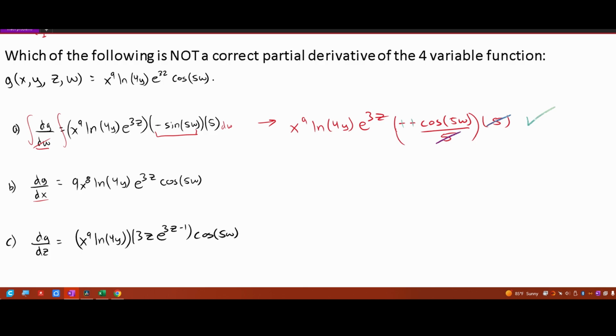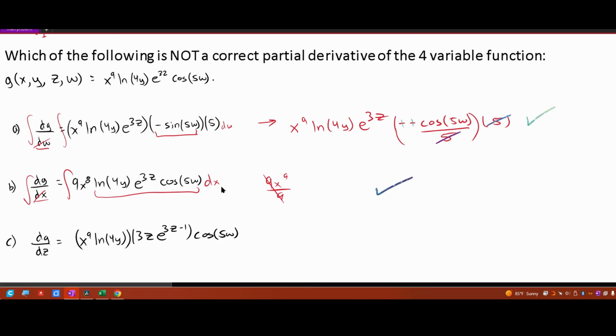Now let's look at the next one, b. Same thing, multiply both sides by dx, and then we're going to integrate. So everything is a constant except for our x. That means all of this is going to be the same. Taking the integral of 9x^8 is going to be 9x^9 over 9. Our 9s are going to cancel out. So we just have x to the 9th times everything else. And from that, we can see that this is also a correct partial derivative.